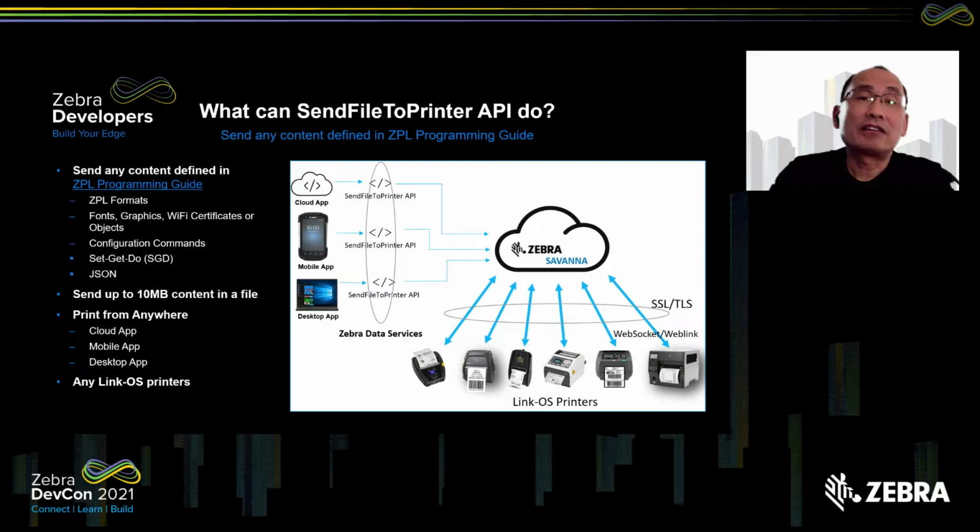You can also send configuration commands to the printers through this API, such as SGD set, get, and do. But as we said, it's one directional, so you cannot retrieve values or responses back from the printer. So you are not able to send the get command. You can only send the set command and the do command to the printer. And those commands can also be in the JSON format.